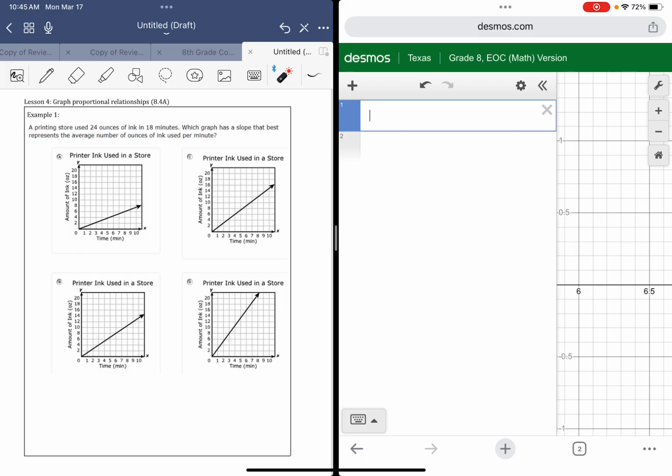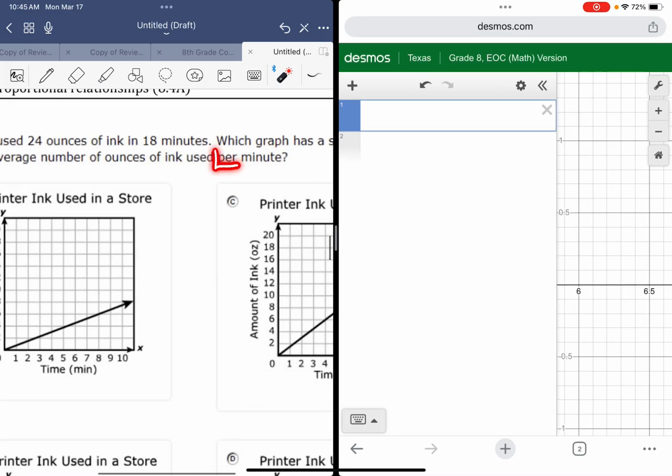So we got a keyword, per. We should already know per, each, every represent the slope. So that means how many minutes will be X, and then how much ink will be Y. And we're looking for the slope: per, each, every.